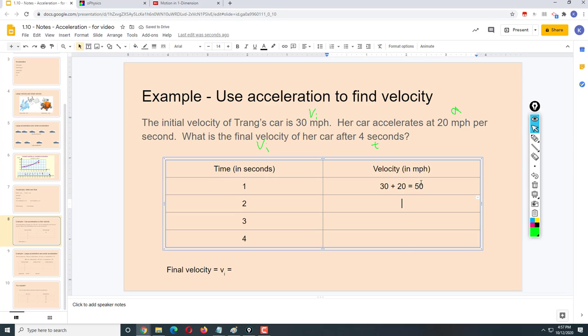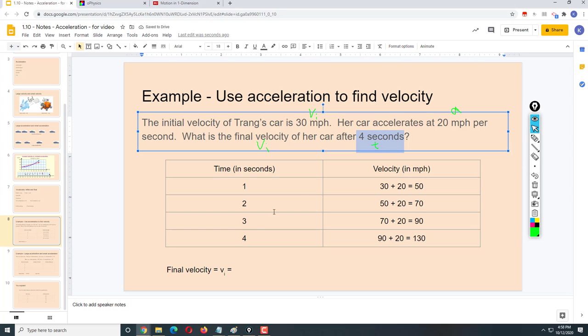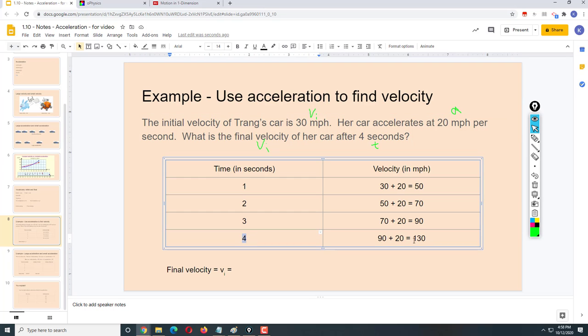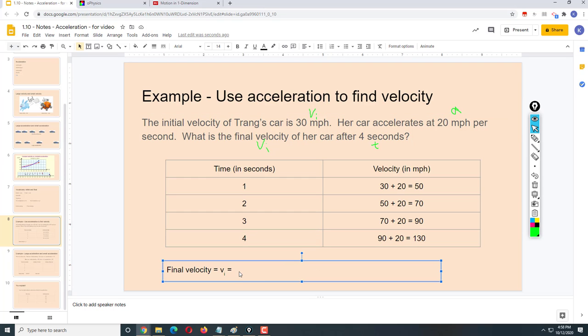So it's 50 miles per hour after 1 second. 70 miles per hour after 2 seconds. 90 miles per hour for 3 seconds. And we know we want 4 seconds. So after 4 seconds, the velocity is 130. So final velocity is 130 miles per hour.